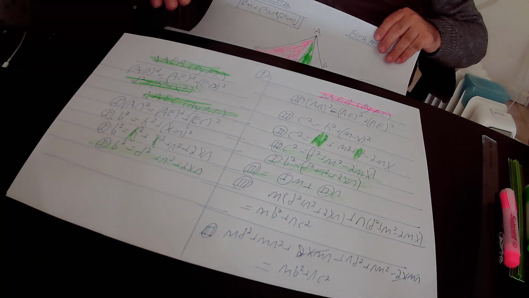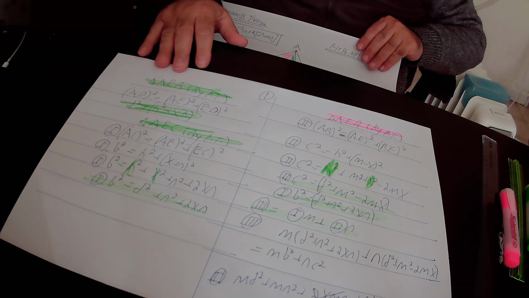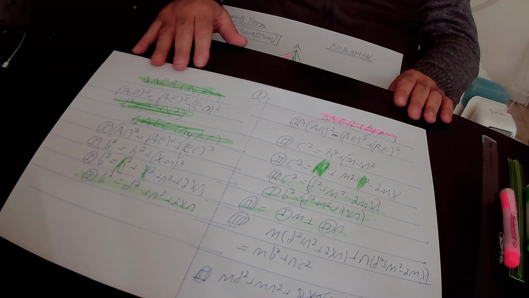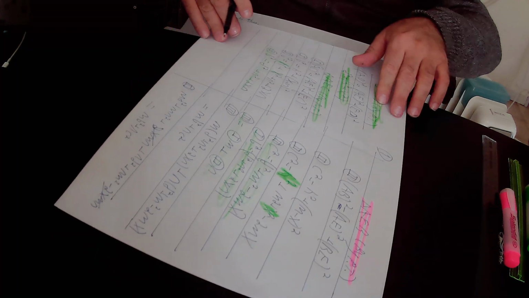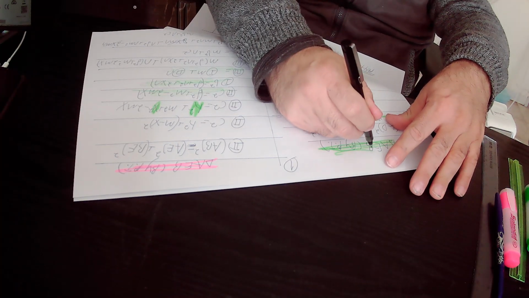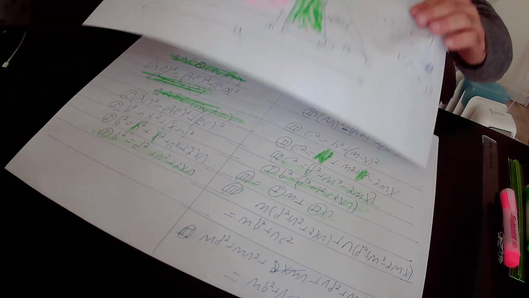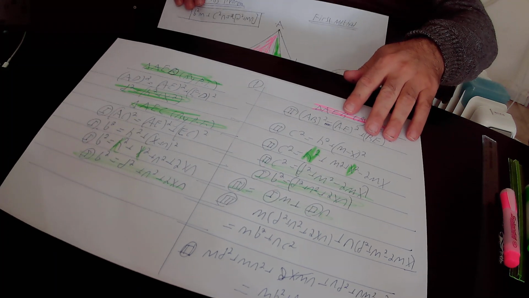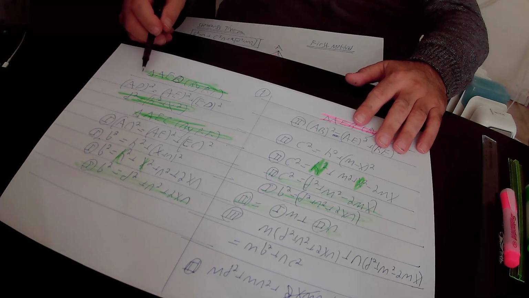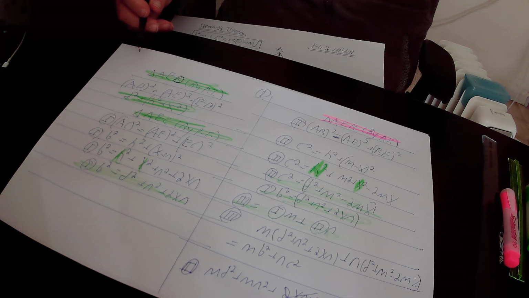Repeat again. In the right triangle AED, the right triangle is triangle AED, as you can see in the drawing. In this triangle AED, AD square equals AE square plus ED square, according to the Pythagoras theorem.